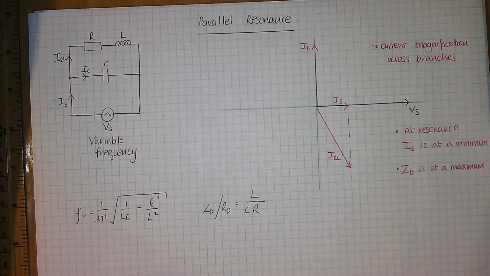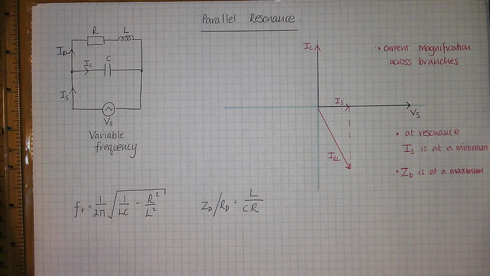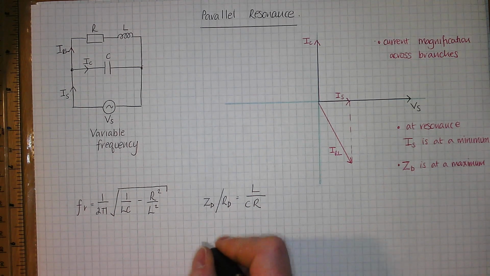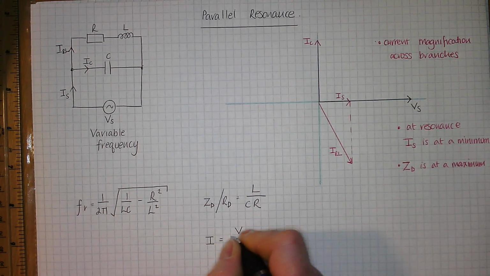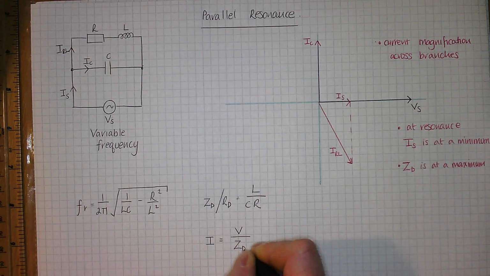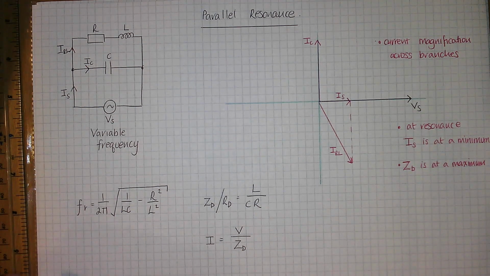If you remember yesterday, for series resonance, your impedance was just your resistance. It's a wee bit different now. It includes everything. So then to get your I, which will be at a minimum, is for I equals V over your dynamic impedance. We've talked about the current magnification. You can get current magnification across the branches.